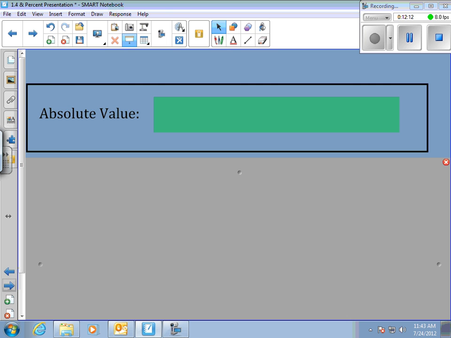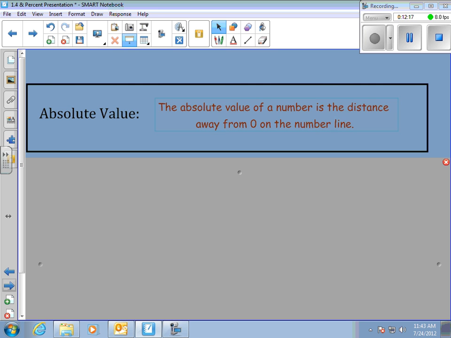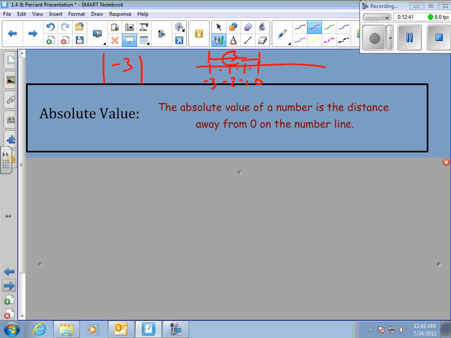Okay, we're getting into absolute value. The absolute value of a number is the distance away from 0 on the number line. So if I want to find the absolute value of -3, the symbol for absolute value is 2 bars like this. If you look at the number line, there's 0. There's -1, there's -2, and there's -3. Well, what's this distance right here? 1, 2, 3 units. Distance is always positive. So the absolute value of -3 is 3.